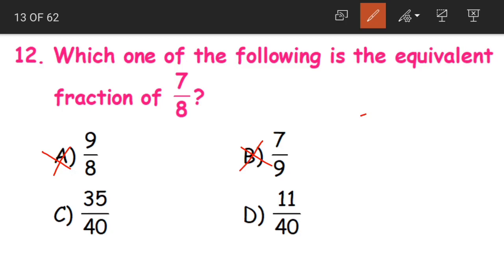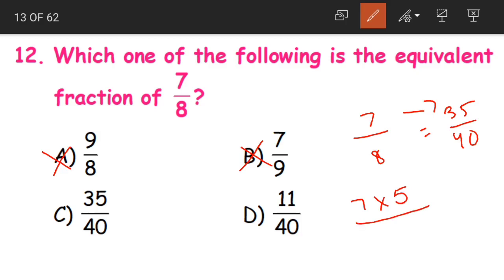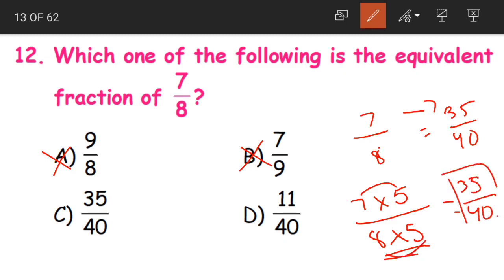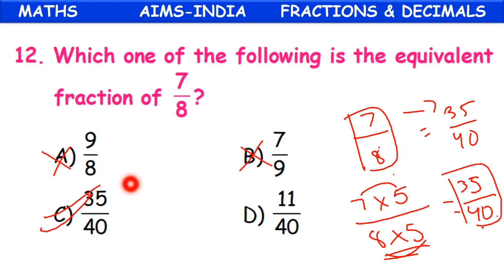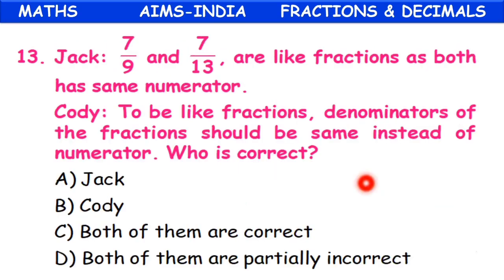Coming to option C, 35 by 40. How will we get 35, children? 7 into 5 is equal to 35. Yes, so as we have multiplied the numerator by 5, we will multiply the denominator also by 5. 7 5s are 35, and 8 5s are 40. So 35 by 40 is our equivalent fraction of 7 by 8. Yes, when we multiplied both numerator and denominator by 5, we got our equivalent fraction 35 by 40. Next question 13.